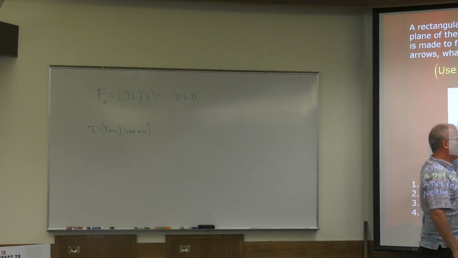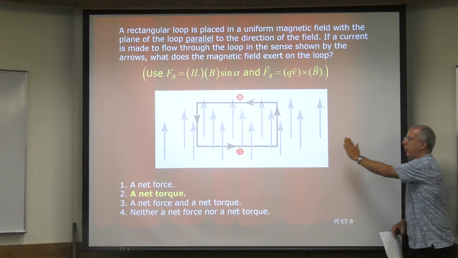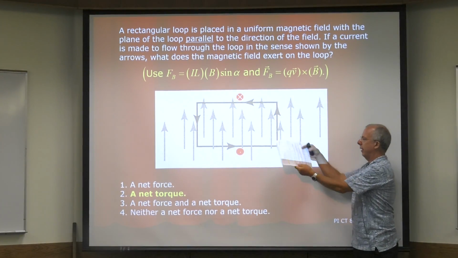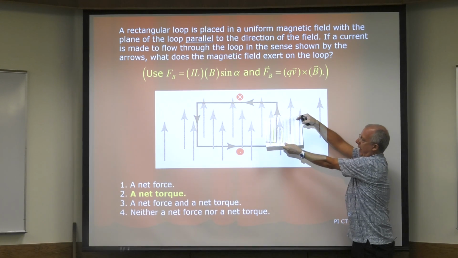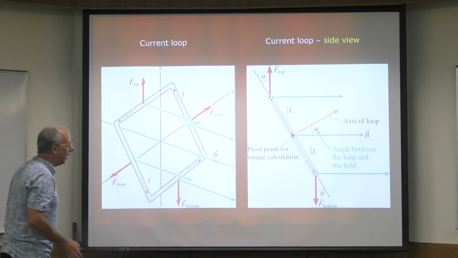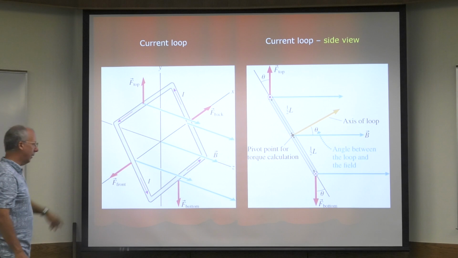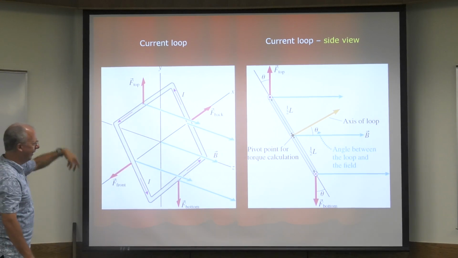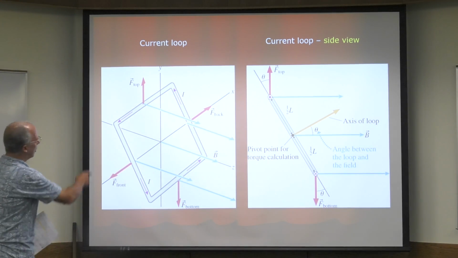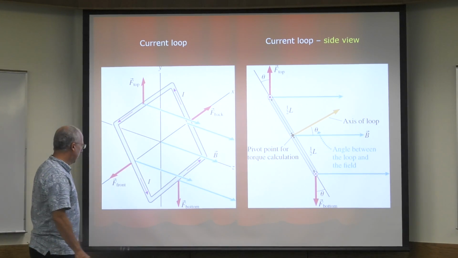So this is one view. Now pretend I'm over here, looking at it from the side view. And we're going to pretend this thing is like this or like this. So this is the side view. I hope that makes sense. So there's the current loop, and here the B field is coming out.